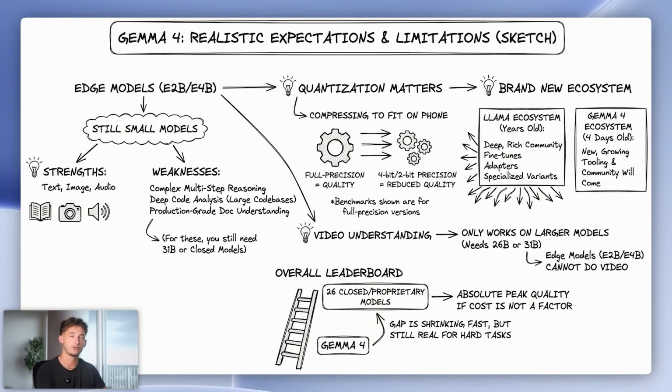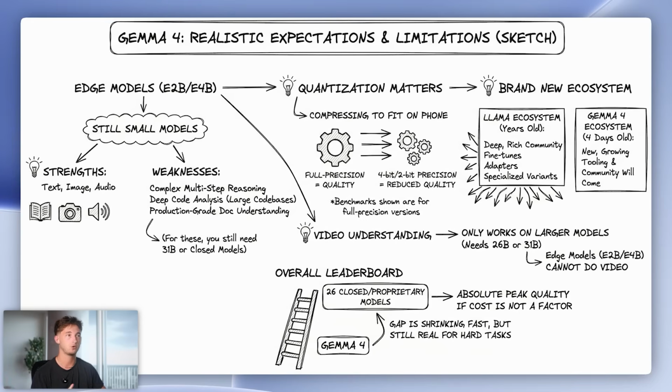Now, I do want to be very straight with you because I'm not here to just hype up a model. There are real limitations that you should know about, so let me go over them very briefly. The edge models, the E2B and the E4B, are still very small models. For any complex multi-step reasoning, deep code analysis across large code bases, or production-grade document understanding, you will want and need the 31B, or you're still reaching for a closed model like Opus or maybe OpenAI's Codex.